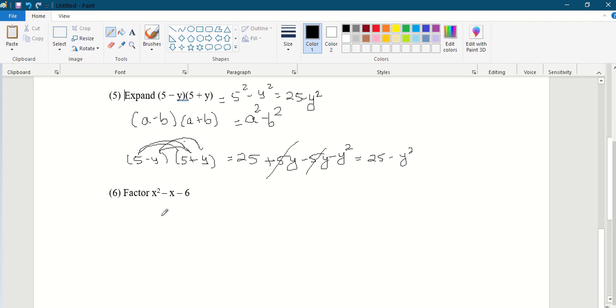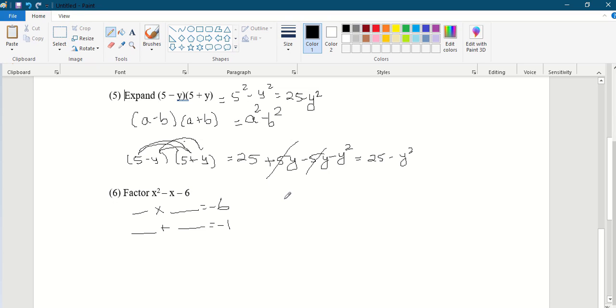Now for factoring, again there are a few ways to approach this. We want to find two numbers that add up to negative 1 and multiply to negative 6. Negative 1 is coming from the middle term here. So I'm looking for two numbers that multiply to negative 6, and those same two numbers have to add up to the middle term, which is negative 1 here.